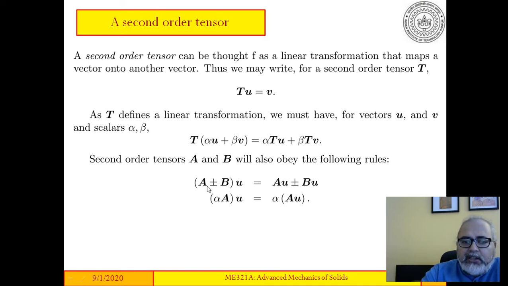And they also obey these rules. A plus or minus B acting on u will give you Au plus or minus Bu. Or if you multiply it by a scalar, the scalar comes out and you have Au times the scalar. So these are obvious rules. The thing to remember from here is a second order tensor acts on a vector and gives you another vector.